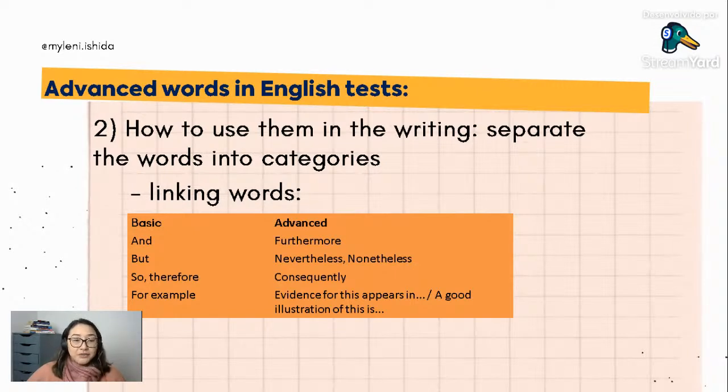So, therefore, it is "o portanto", right? They are more basic, and "consequently" is a more advanced word. On the left, when you give examples, instead of using "for example", you can say "evidence for this appears in". But be careful. Don't use these advanced words many times. I'm going to repeat: don't use these advanced words many times, because your essay maybe will not be fluent and natural, okay? Another thing you can use to make it advanced is "a good illustration of this is", okay?